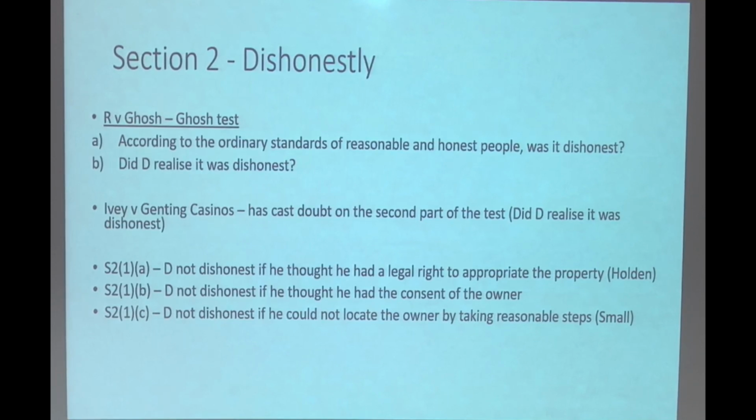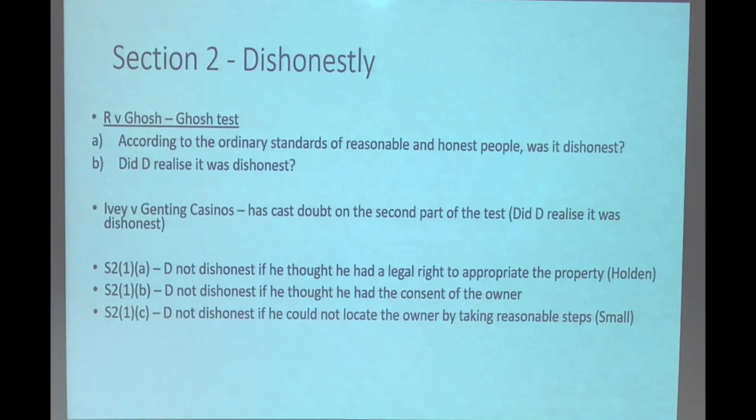It's worth noting that recently the case of Ivey v Genting Casinos came out. It is a civil case, and we'll talk more about that later, but it has cast doubt on the second part of that test, the subjective part, about whether D would realise it was dishonest. So that's worth mentioning, particularly in an essay on this, but worth bearing in mind.